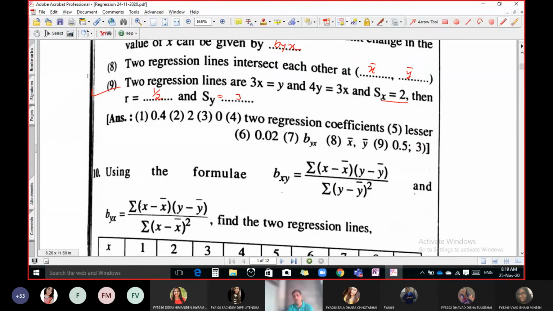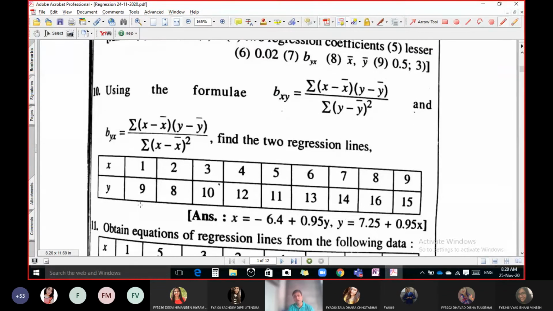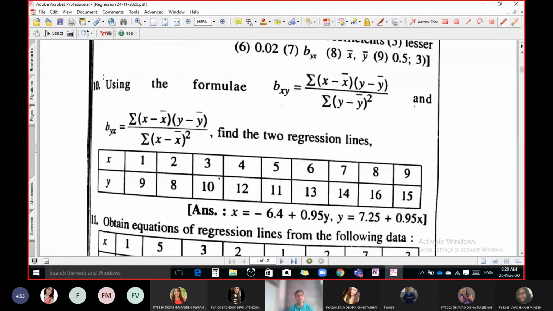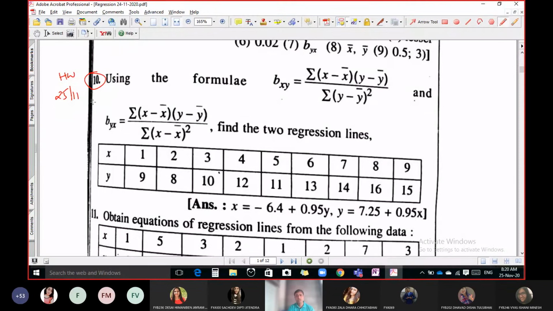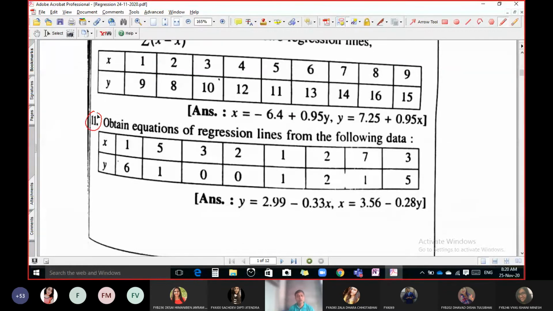Now, we are not going to discuss simple questions. The reason is you are able to do that by yourself. Question number 10 you can consider as your homework. If you find any doubt, we will discuss it in our next lecture. What is the question? Using the formula, find the two regression lines. It is a very simple question. Question number 11: obtain the equations of regression lines from the following data. This is also a simple question. You can consider this as homework.